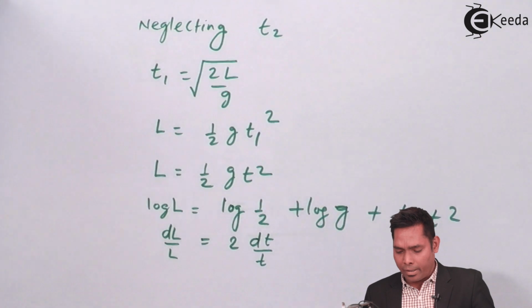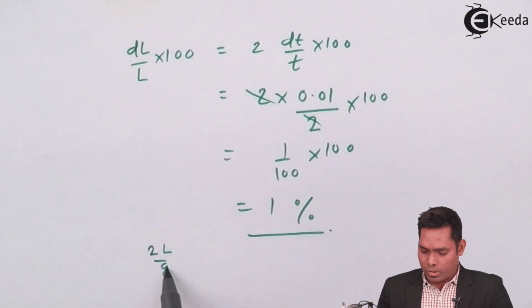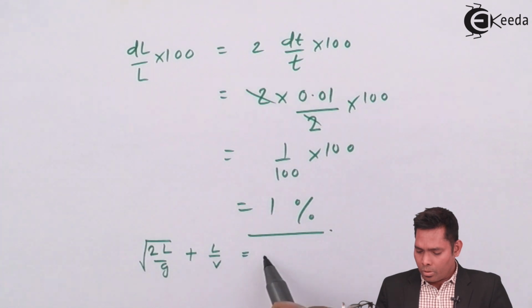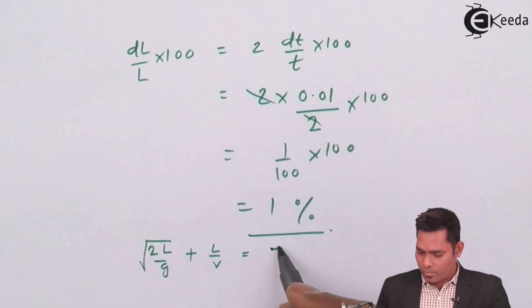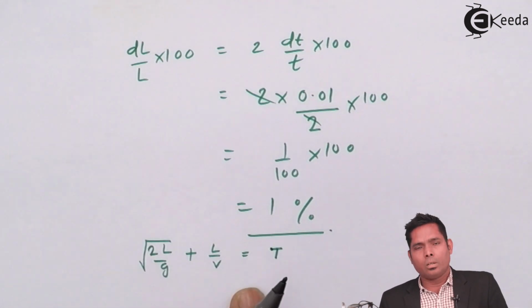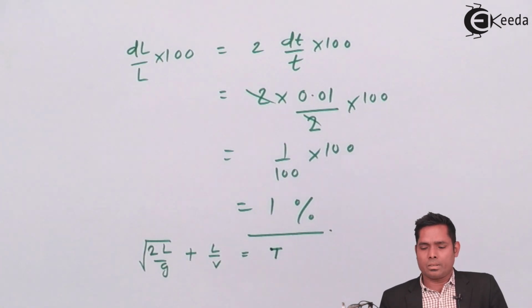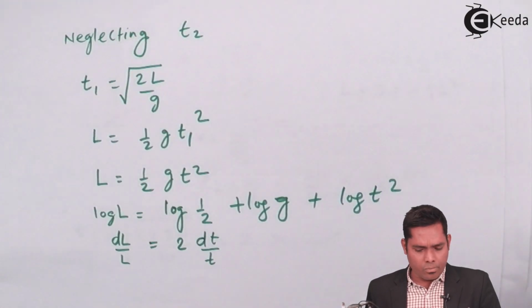Or if you want to try, then you can try this equation, 2L over G under root plus L over V equals the total time T. Now you differentiate this equation and proceed as above. You will get the same answer. So the answer to this final question is that it is 1%.